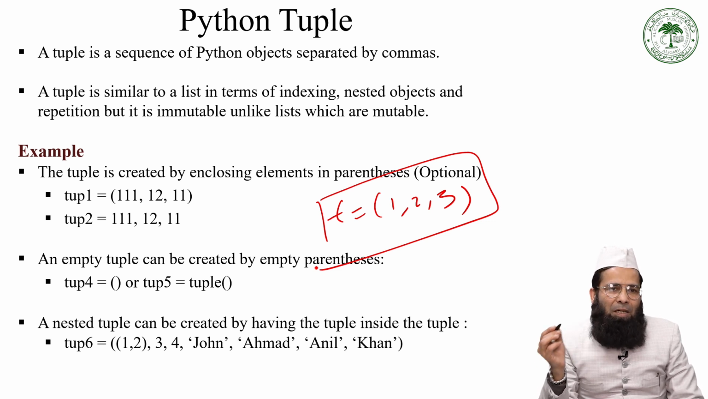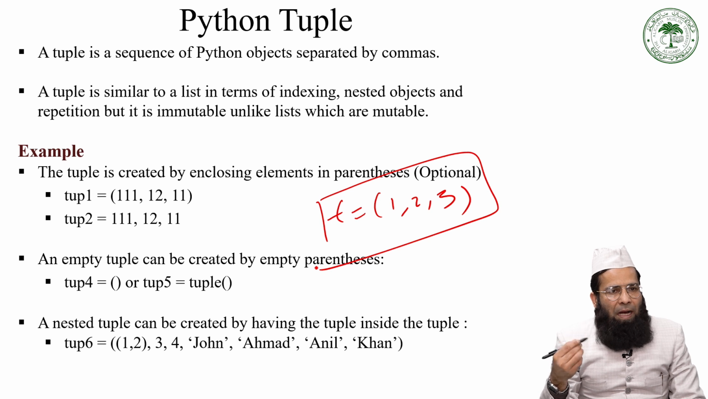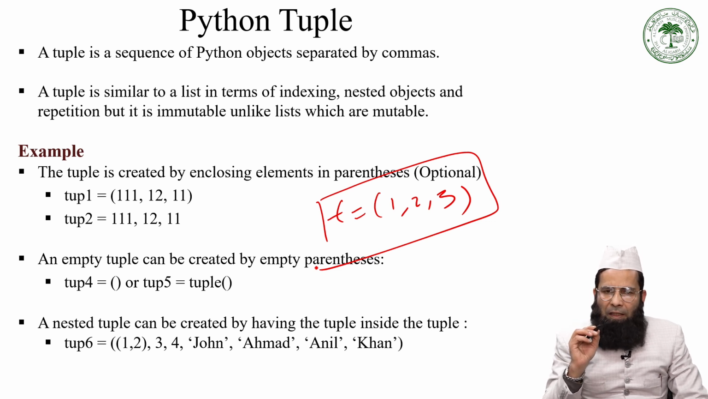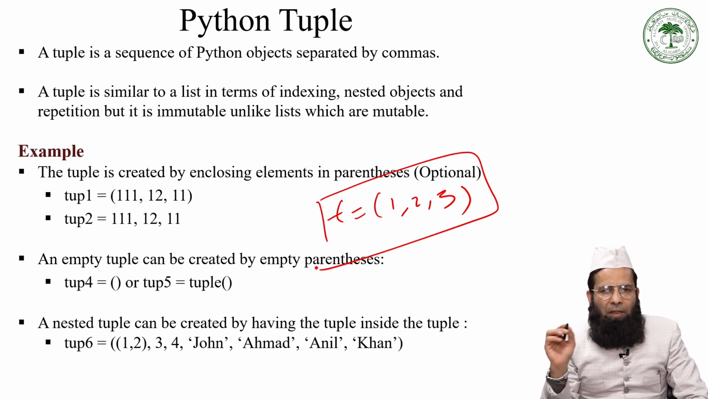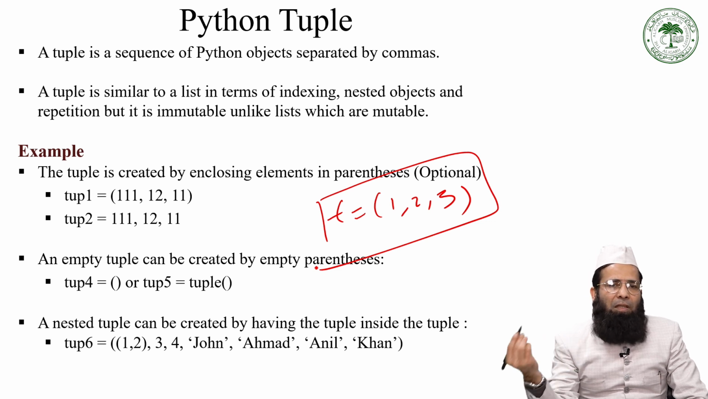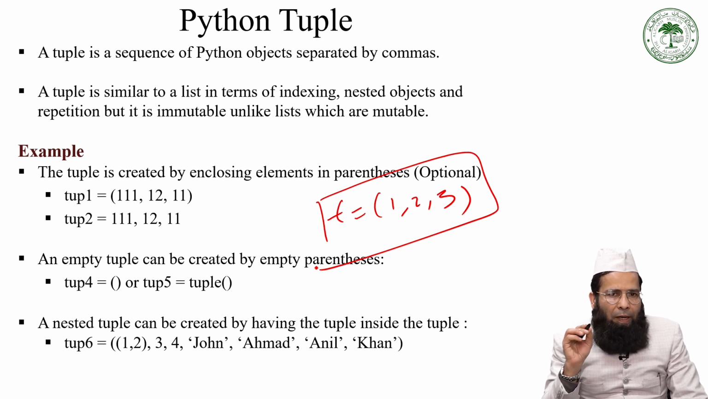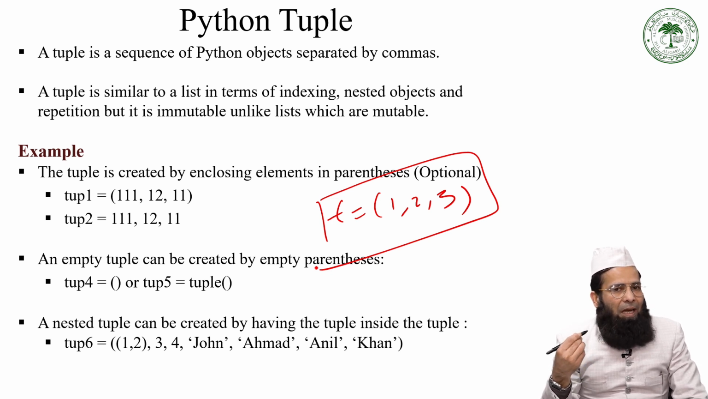A tuple is similar to a list in terms of indexing, nested objects and repetition, but it is immutable, unlike lists which are mutable. So, what does it mean? We have already seen a list is mutable. It means you can update the individual members of the list. But in case of a tuple, we cannot modify an individual element of the tuple, right?